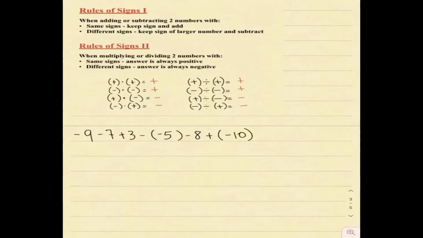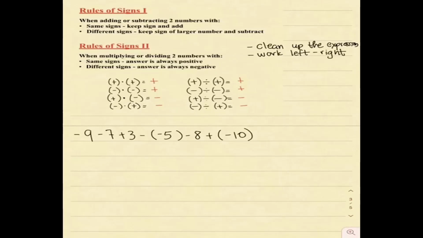Now, how do we do this problem? The first thing that I'm going to do is just clean up the expression. By clean up, I mean I'm going to take those numbers that are in parentheses out of the parentheses. And then after that, I'm just going to work from left to right. So the first thing that I'm going to do is write it here, clean up the expression. And then I'm going to work from left to right.